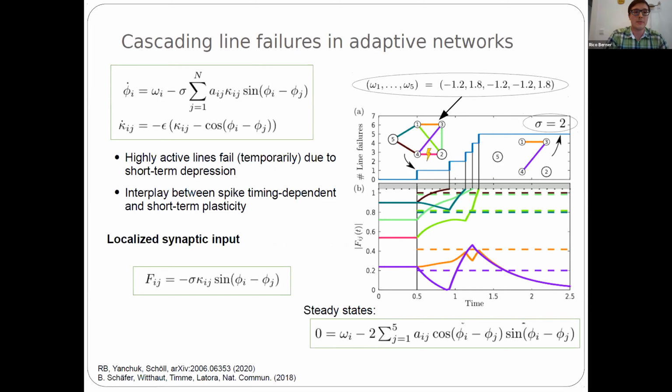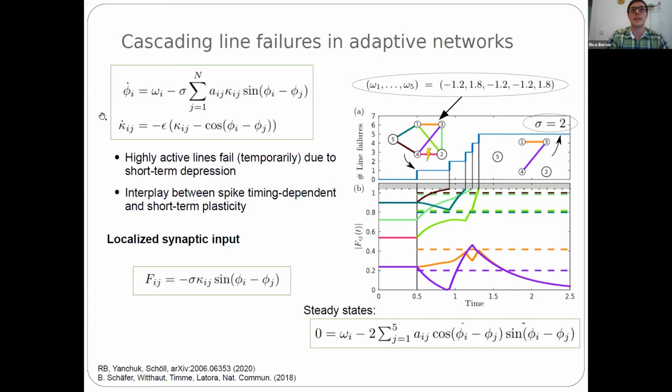It has been shown in a work by Benjamin Schäfer, Dirk Witthaut, Marc Timme, and Vito Latora, also in Nature Communications, that if there's an initial perturbation in a very simple network, and there is a stable fixed point before the perturbation and after the perturbation, even though they are stable, there might be a cascading of line failures induced dynamically, because after the perturbation some lines go beyond this value. And we have checked whether this is also possible for adaptive networks.